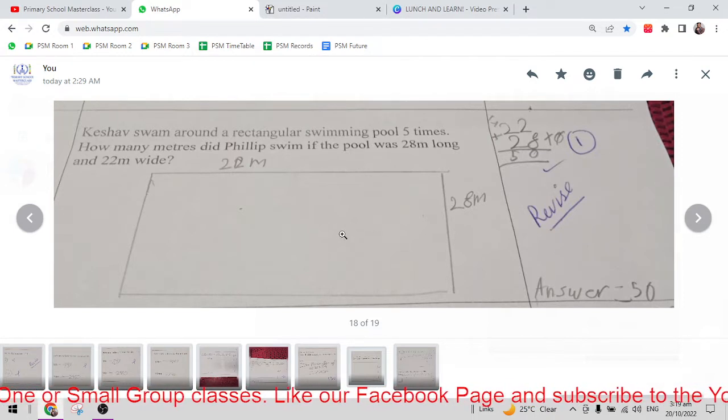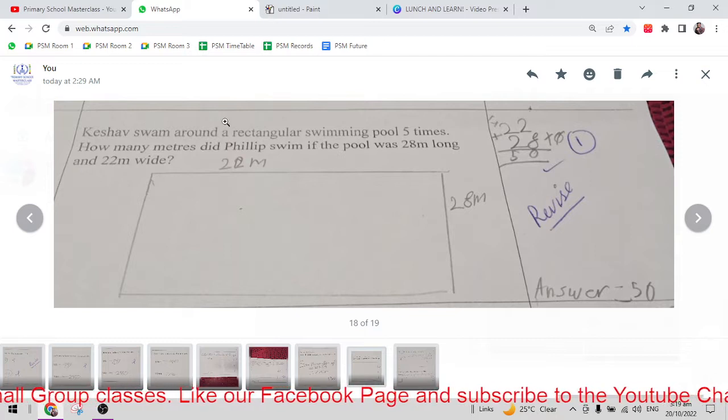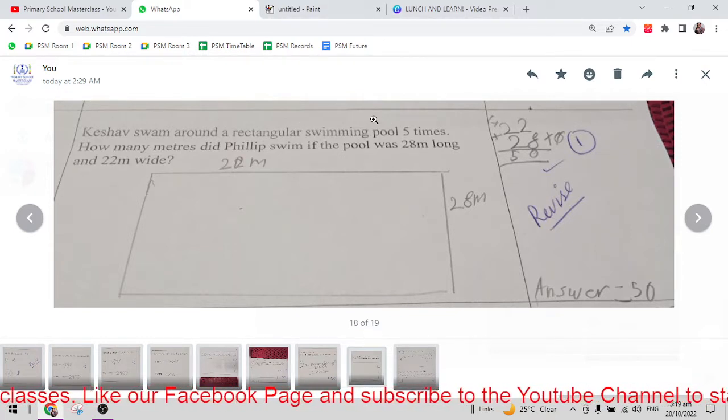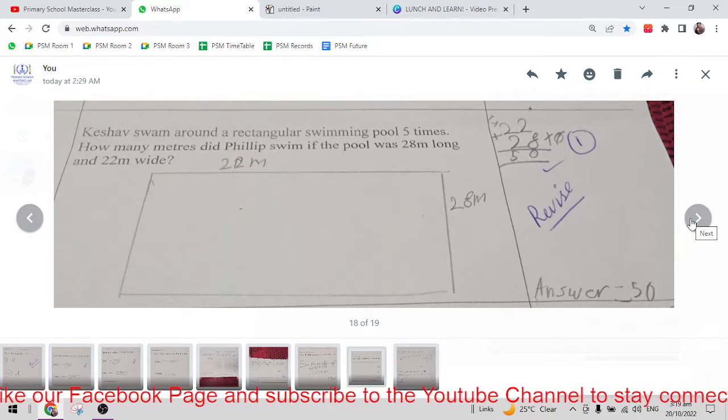You left out a part of that question there, right? But Keshav, if you want to know what Keshav swam, he would have swam 5 times the perimeter of the pool to give you 500 meters. Okay, but it didn't ask that as far as I see here.